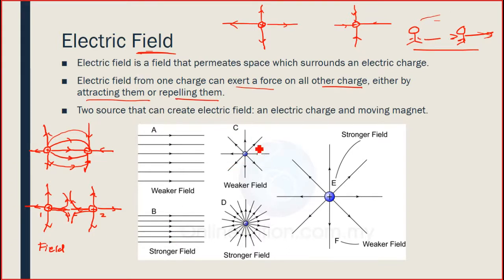Field can also be represented like this. This is a standard field. 1, 2, 3, 4, 5, 6, 7, 8. We have 8 lines going out from this charge. And for this one, we have 1, 2, 3, up to 18 on this part. So this one is much stronger compared to this one. Why is that? Because the field lines are much more than this one. So this one is stronger, this one is weaker.